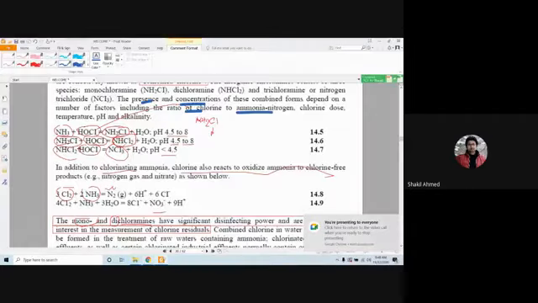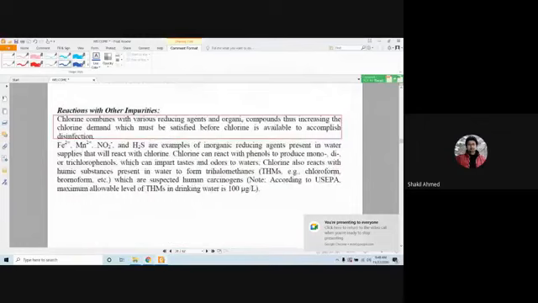Okay, so there can be other types of impurities which can react with the chlorine. These other types of impurities can be iron, manganese, nitrogen dioxide, hydrogen sulfide, etc. Is it clear, guys? Yes, sir. This part is important.